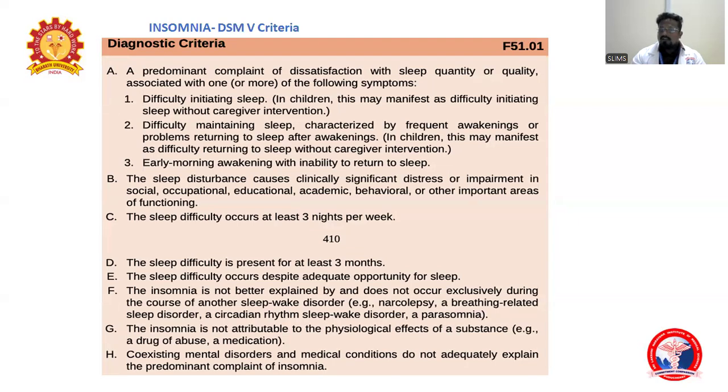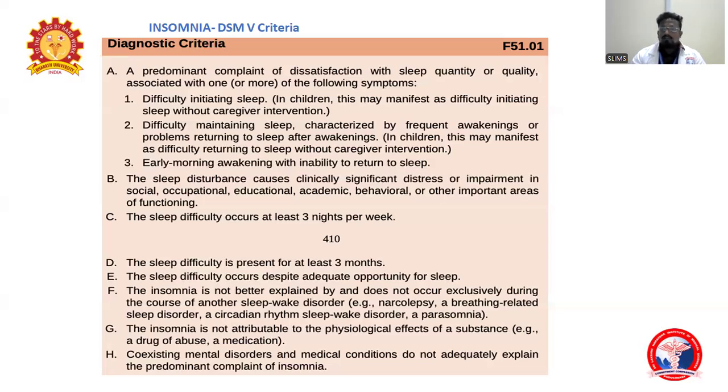In children, this may manifest as difficulty initiating sleep without caregiver intervention. Next is difficulty maintaining sleep, characterized by frequent awakenings. In between, patients usually awaken during the night multiple times, or have problems returning to sleep after awakening. Sometimes even if they wake up, they will have difficulty going back to sleep. Then there is early morning awakening with inability to return to sleep. Some patients will wake up early in the morning and won't be able to get back to sleep. At least two of these symptoms should be present to call it insomnia.